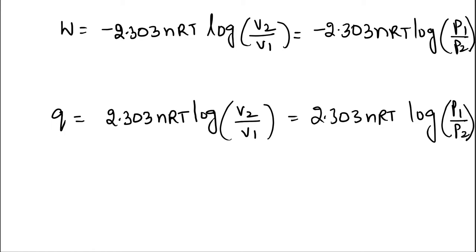So these are the expressions for work and heat in isothermal expansion in a reversible manner. And what is the internal energy change in the isothermal process? That is 0.